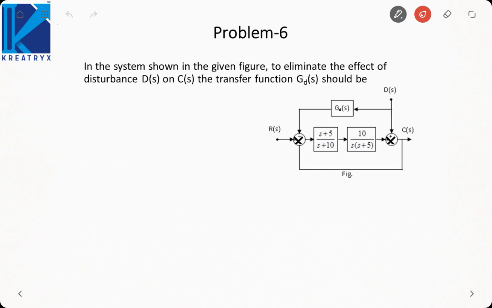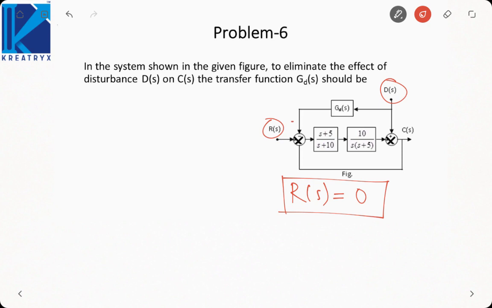Okay. Now in this problem, in the system shown in the given figure, we need to eliminate the effect of disturbance D(s) on C(s). First of all, I told you that transfer function is only applicable for SISO system, single input, single output. Now if we are talking about disturbance, then R(s) should be 0. If we are talking about D(s), then we have to consider R(s) to be 0.